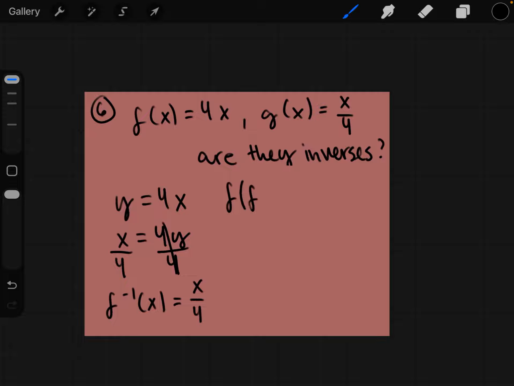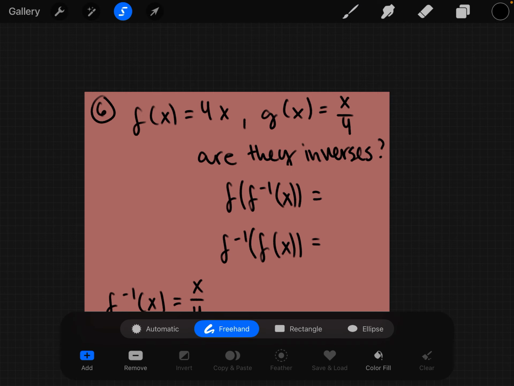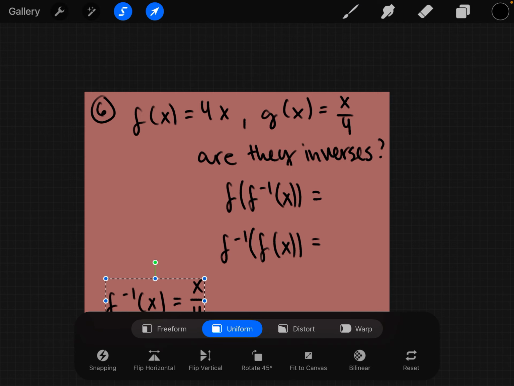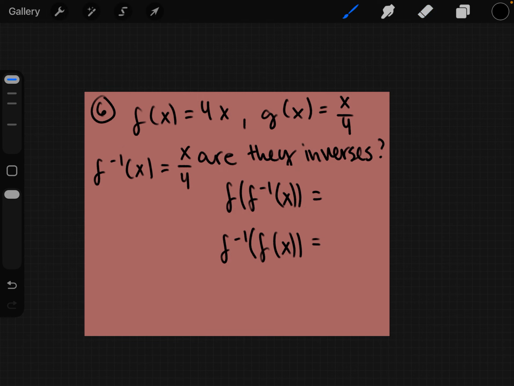what this equals and what this equals. When they are actually inverses, it should just come out to x. But we can do it just so you can see. So f of x is 4x. So anywhere there's an x in f of x, put f inverse of x.